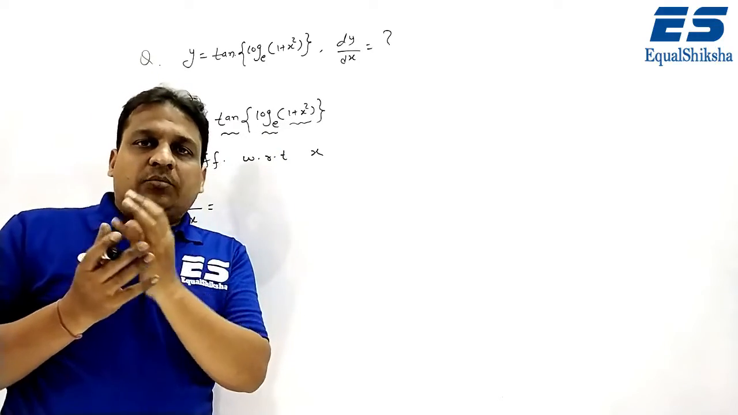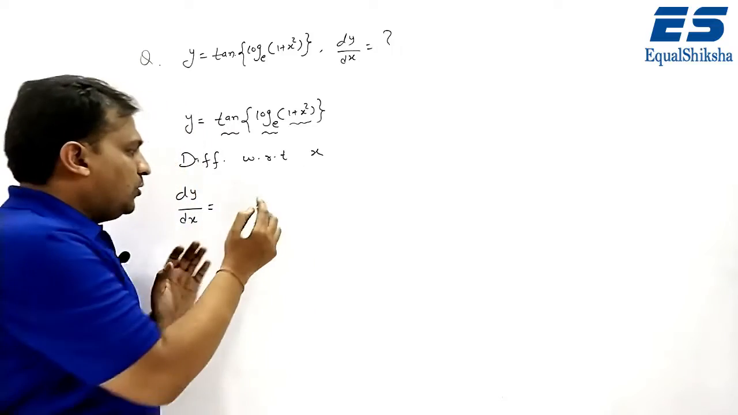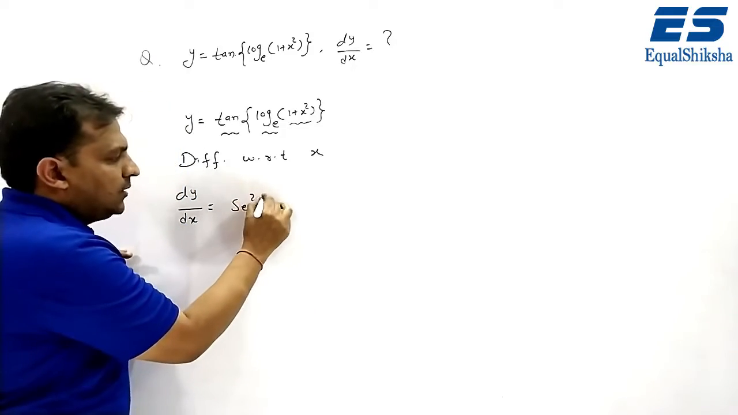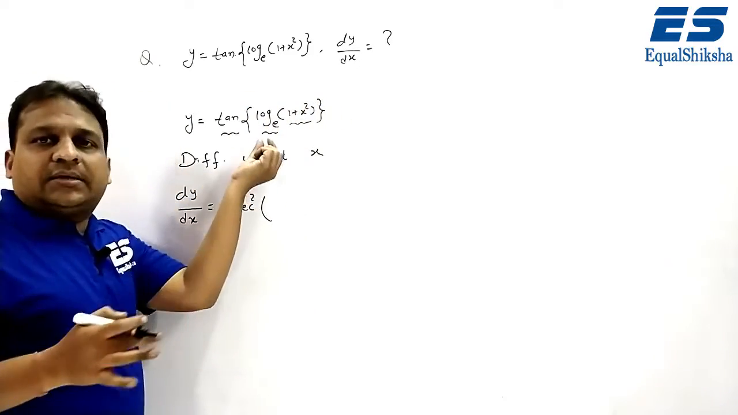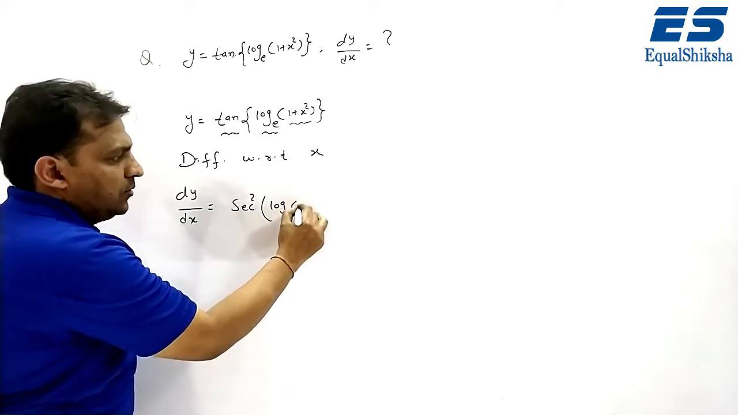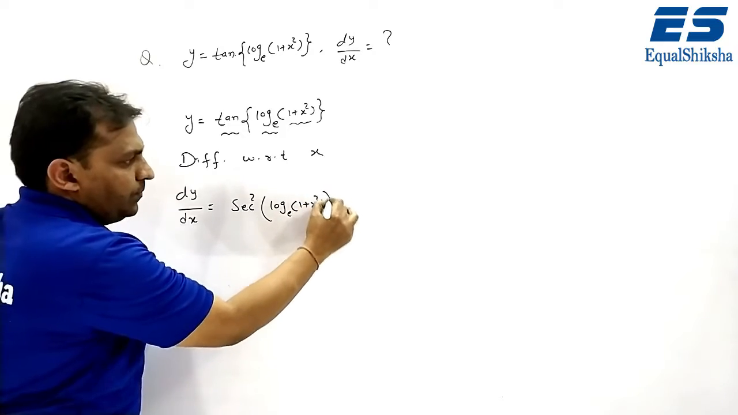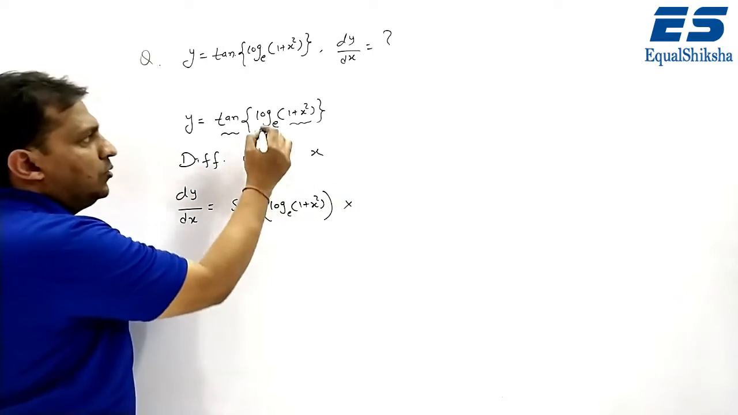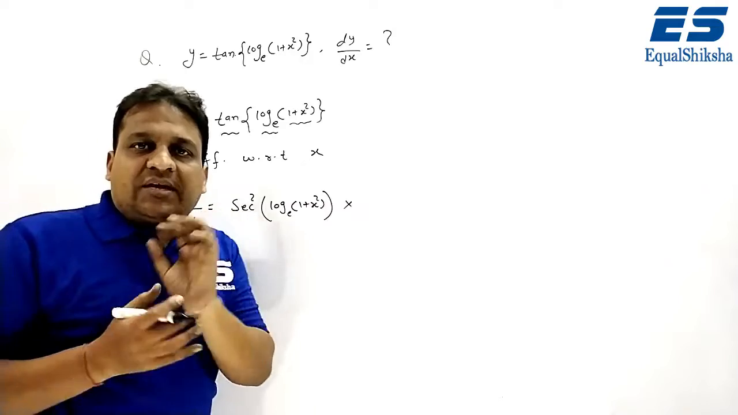and the differentiation of tan x is sec square x. So there will be sec square, and the x will be considered as log 1 plus x square. So sec square log 1 plus x square. Now we will do differentiation of the second function.